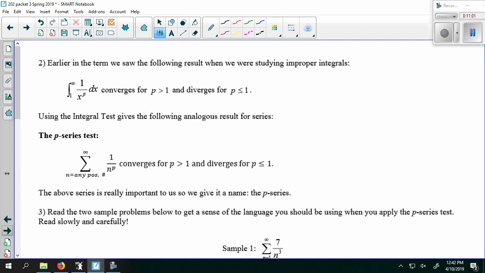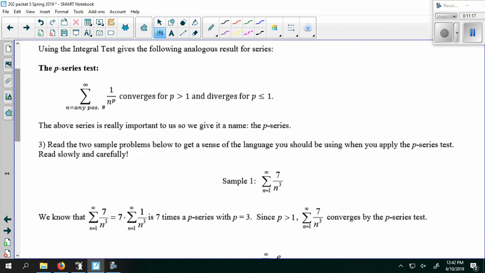Okay, earlier in the term, we saw the following result when we were studying improper integrals. If you integrate from 1 to infinity, 1 over x to the p dx, it converges when p is bigger than 1 and diverges for p less than or equal to 1. So we get the following analogous results for series. If you add up the infinite sum of 1 over n to the p, it also converges when p is bigger than 1 and diverges when p is less than or equal to 1. So it's really important. We use it a lot, and we call it a p-series.